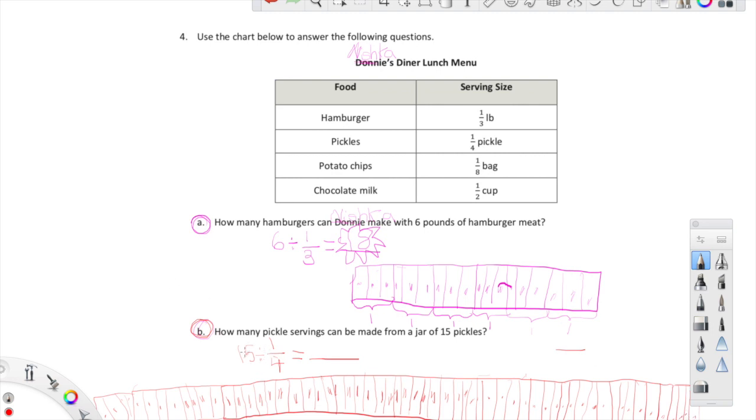So, 15 divided by 1/4 is 60. So that's our answer. Great job.